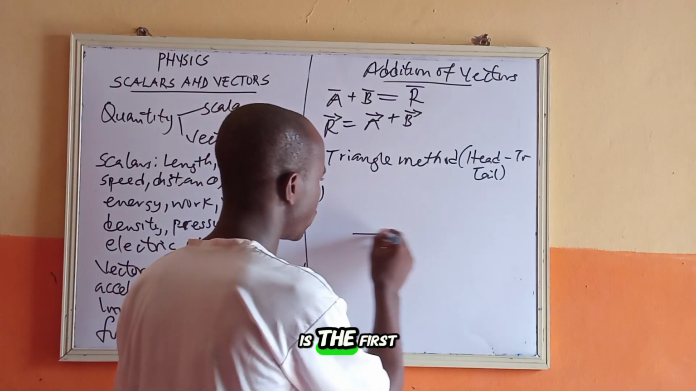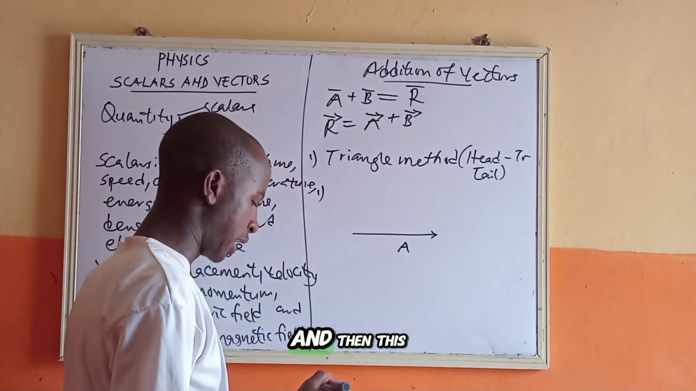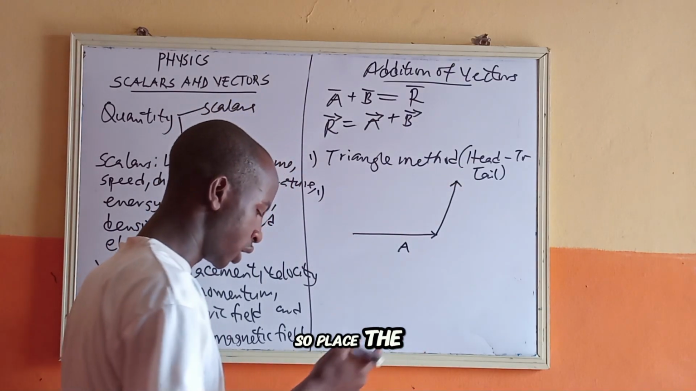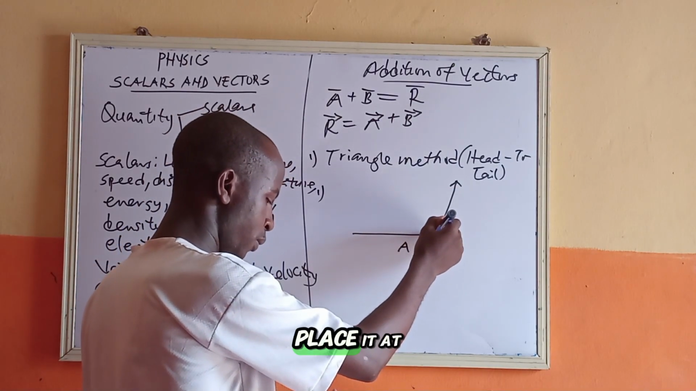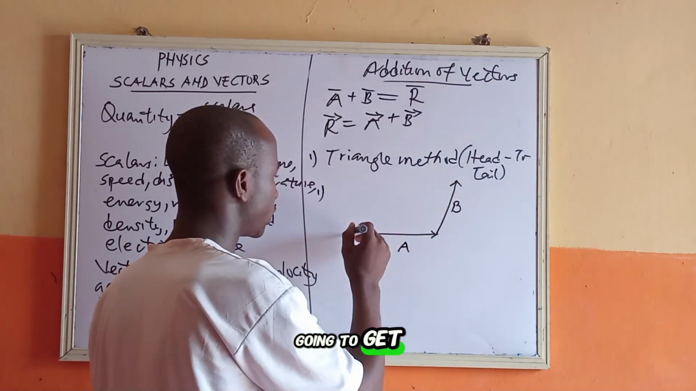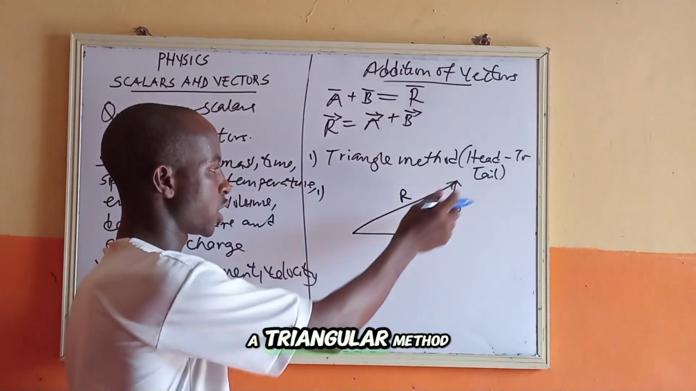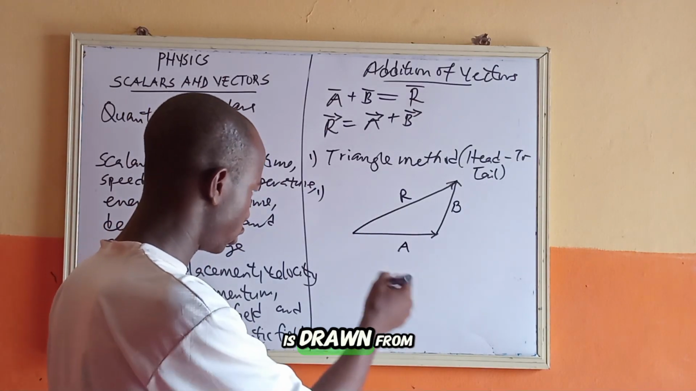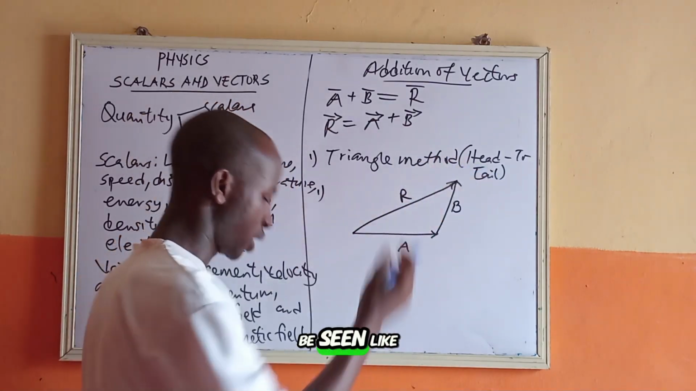So if this is the first vector, vector A, and then this is the second vector. Place the tail of the second vector, this is the tail of the second vector, at the head of the first vector. Then what you are going to get from here to here is your resultant vector. This is the triangular method. So second, the resultant vector is drawn from the tail of the first to the head of the last, and it can be seen like this.